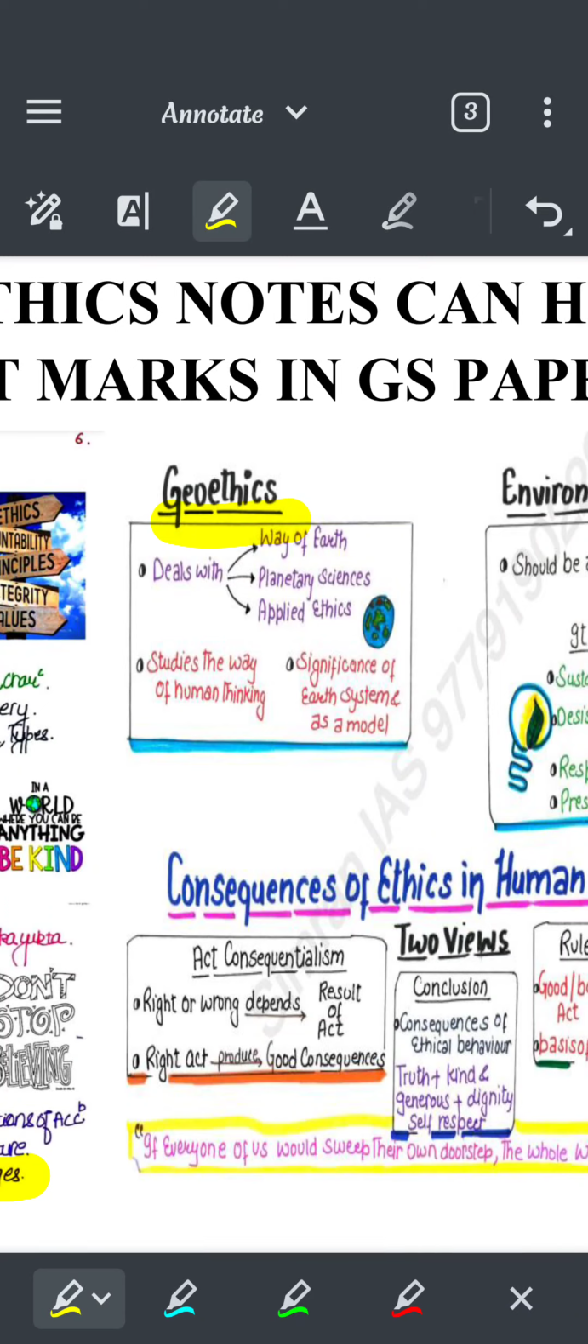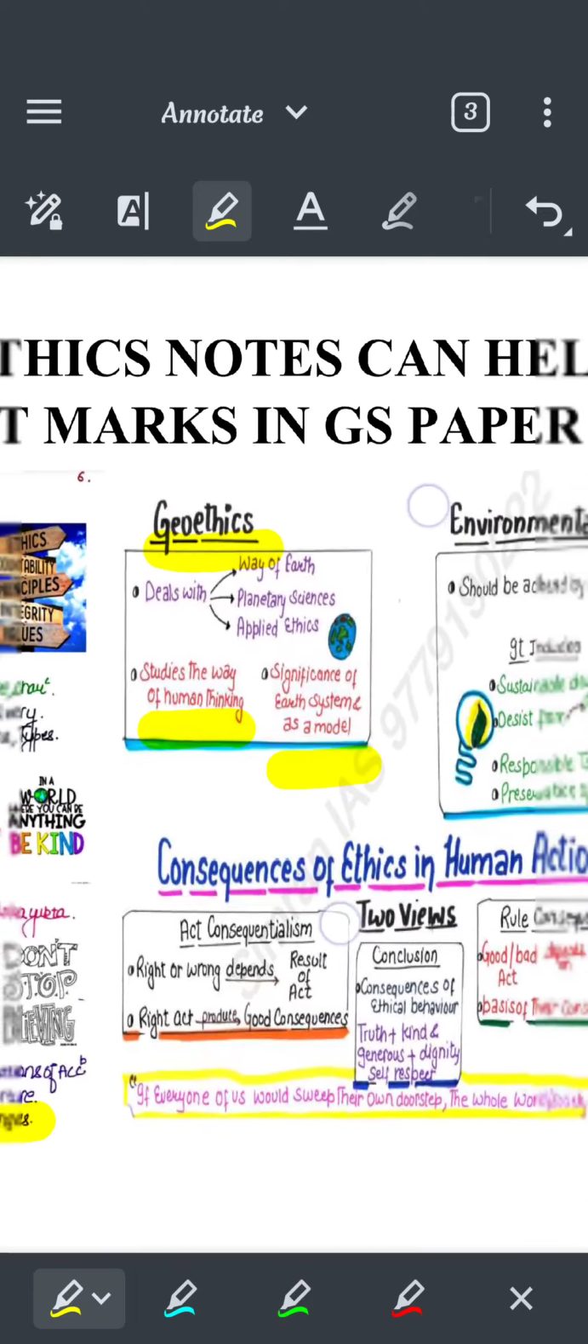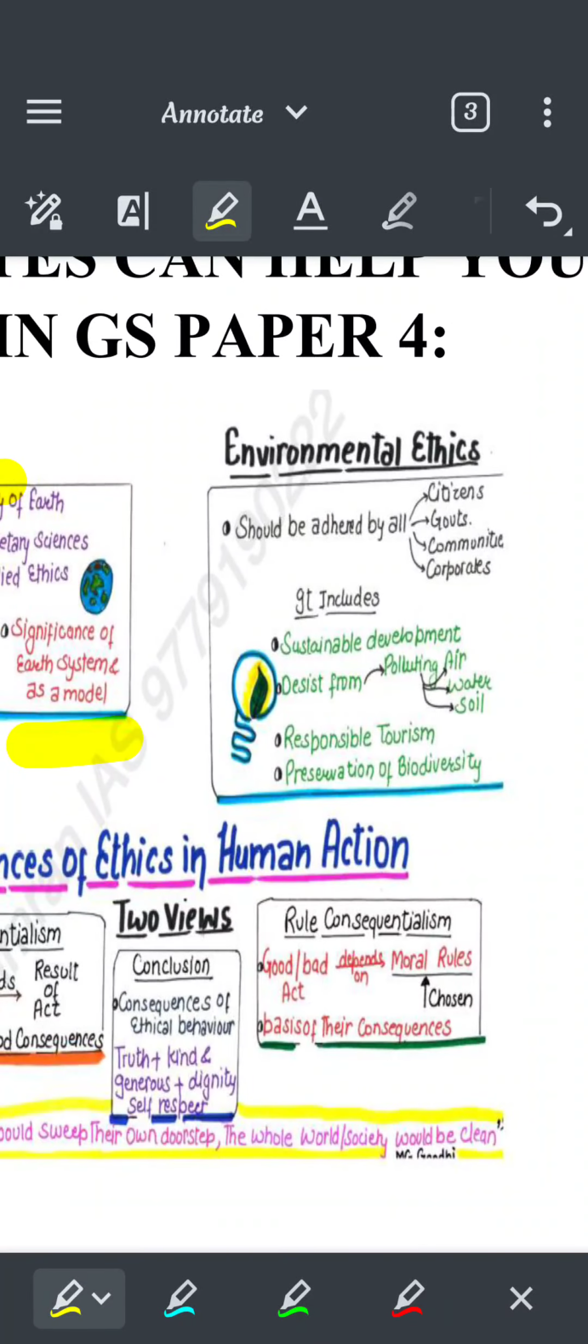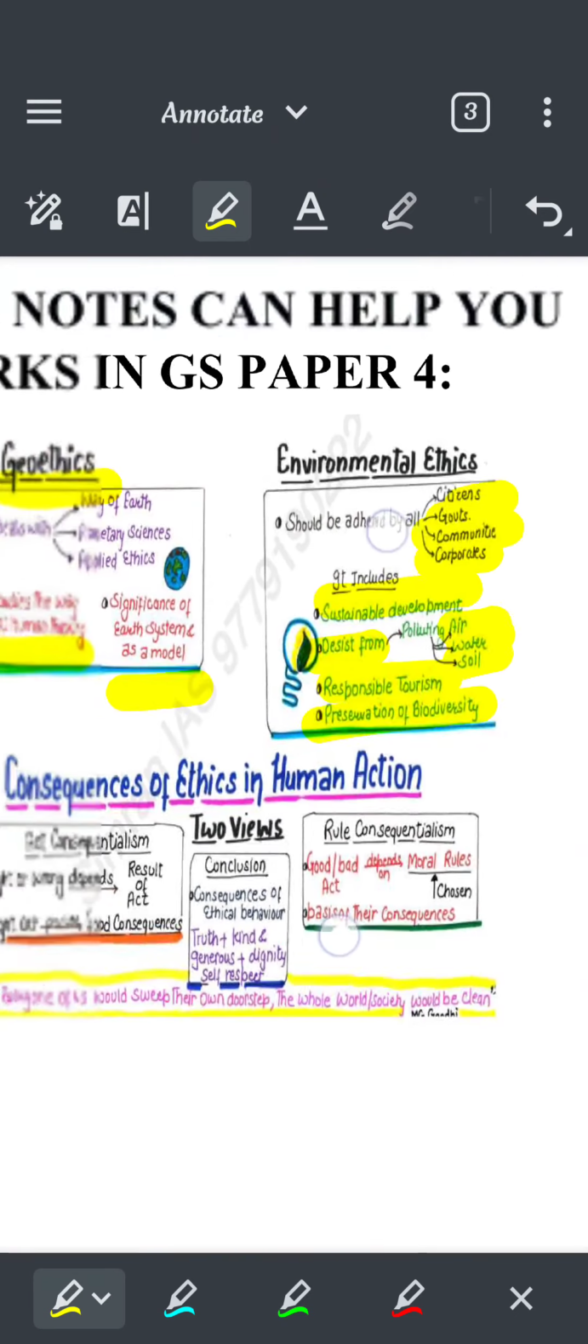So Geo Ethics deals with the way of Earth. Planetary sciences, applied ethics, studies the way of human thinking, the significance of Earth system as a model. So environmental ethics should be adhered to by all, by the citizens, by the governments, by the communities, and by the corporates. So environmental ethics includes sustainable development, desisting from polluting air, water and soil, responsible tourism, and preservation of biodiversity.